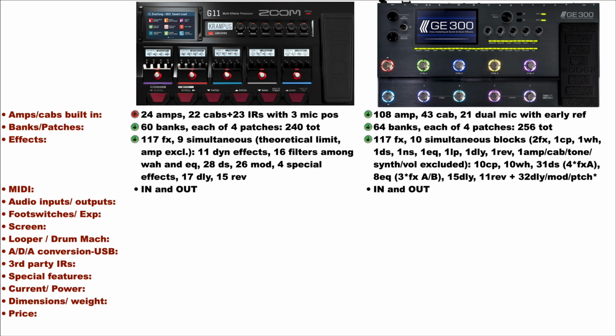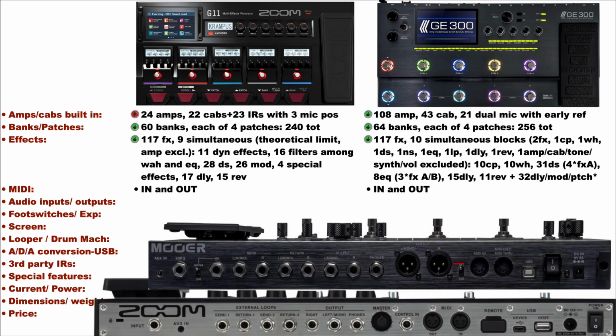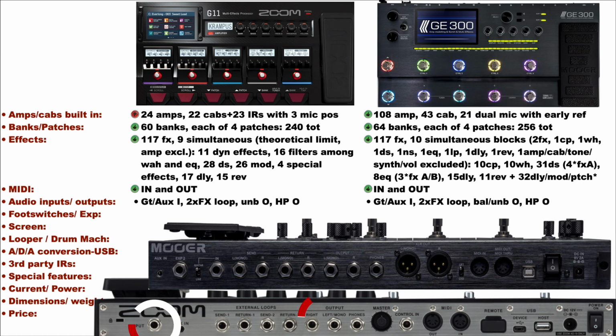As regards MIDI, they are on par, as they both offer MIDI in and out ports. As regards inputs and outputs, the G11 has a stereo effect loop, a stereo unbalanced output, the guitar in, the aux in, and the headphone out. The G300, on the other hand, has the same in and out, but it offers also a balanced output, so I would say that the G300 is better.